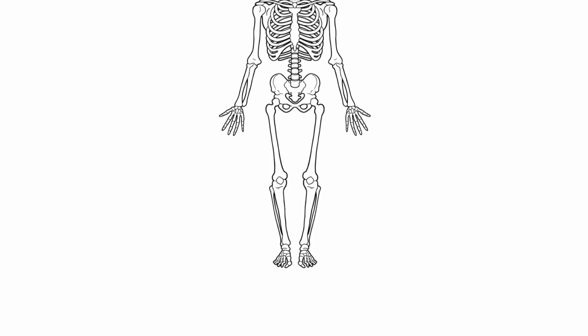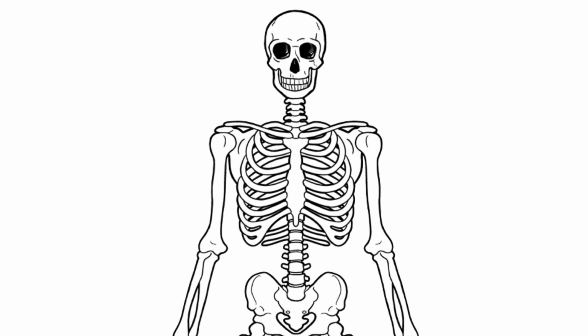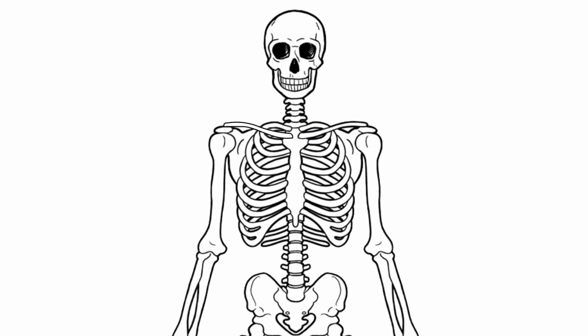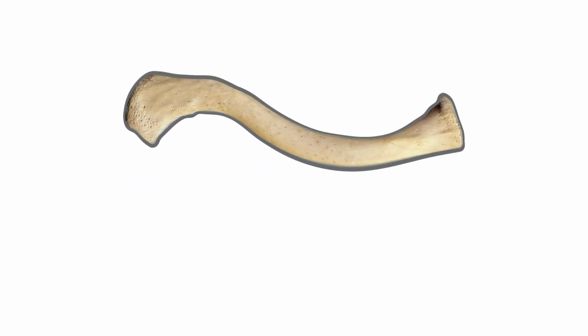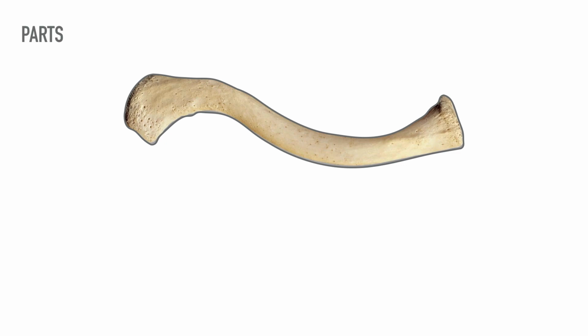The clavicle is the first bone to ossify, and its sternal end is the last ossification center to fuse in the body. The clavicle functions as a strut, bracing the shoulder from the trunk and allowing the shoulder to function at optimal strength. The clavicle is an S-shaped cylindrical bone that lies horizontally in the body.